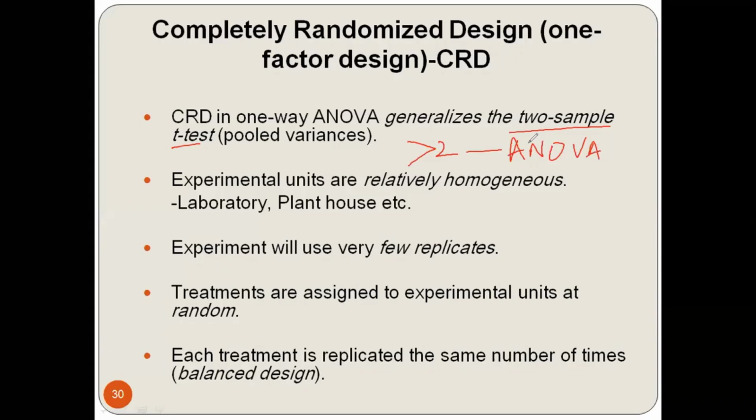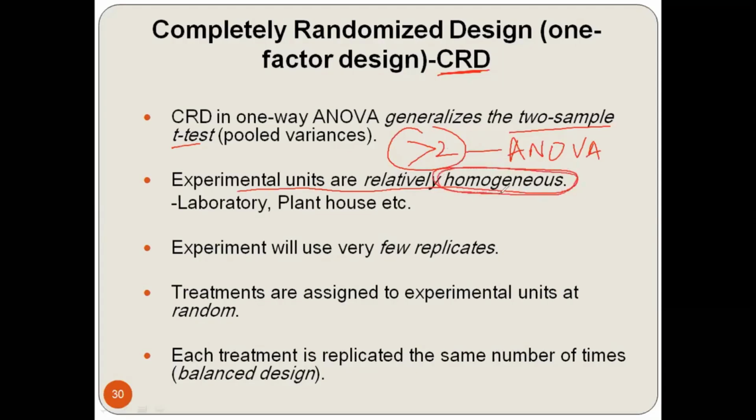Then here, these are the conditions when we do this CRD design. When we do CRD design, the conditions. What are the other conditions? Right? When we do CRD design, one condition is it should be more than 2 treatments or 2 independent samples. The second most important condition is the experimental units are more or less relatively homogeneous.